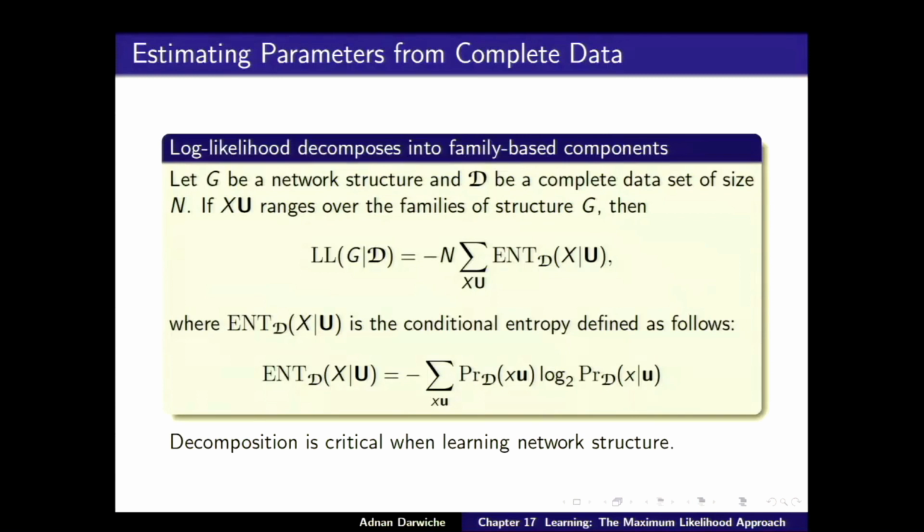It is one of the essential facts about learning in Bayesian networks, what you're seeing on this slide: the log likelihood decomposes under complete data. This is only the case under complete data. Under incomplete data, you don't have this result.